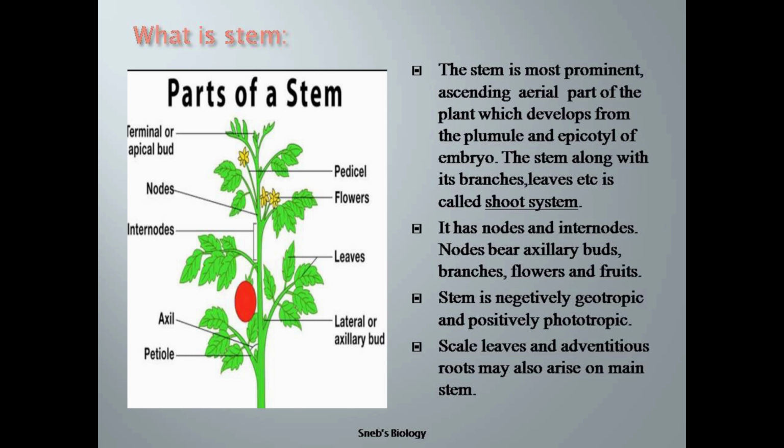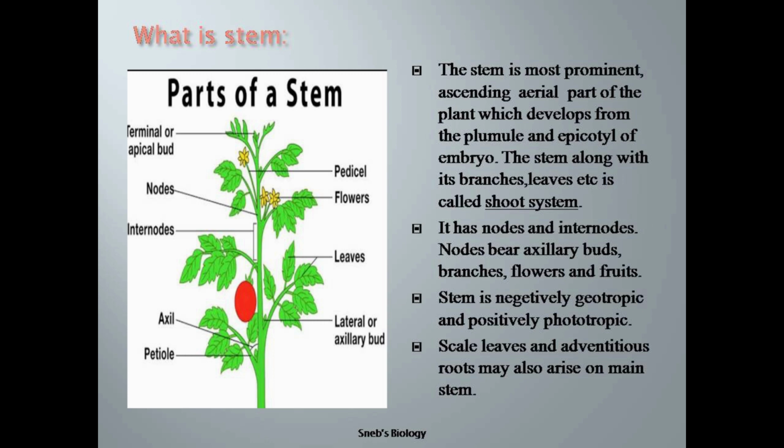So what are nodes and internodes? The nodes are those areas from where the branches or leaves arise, and the space between two nodes is known as the internode. The nodes bear axillary buds, branches, flowers and fruits. The terminal bud is present at the apex of the main axis, which is responsible for growth in length of the stem. The stem is negatively geotropic and positively phototropic.